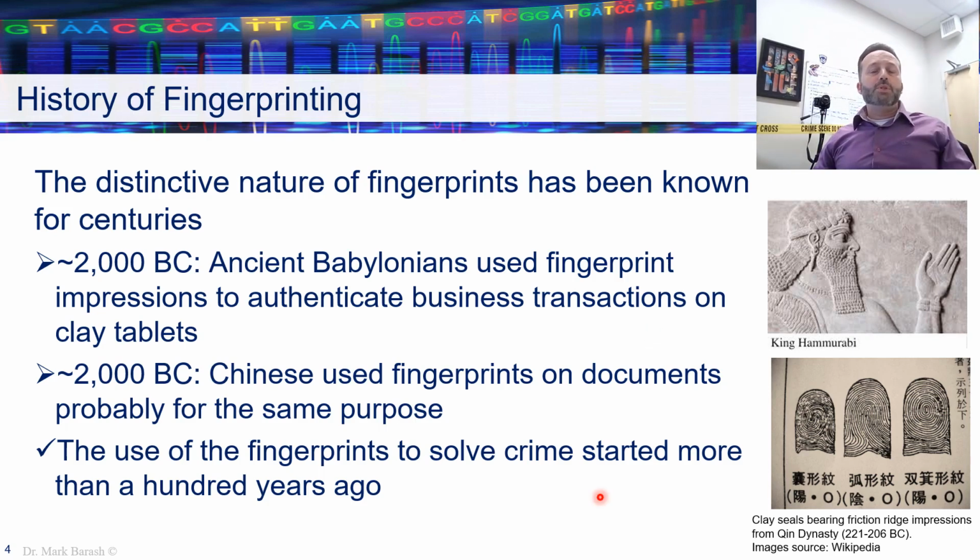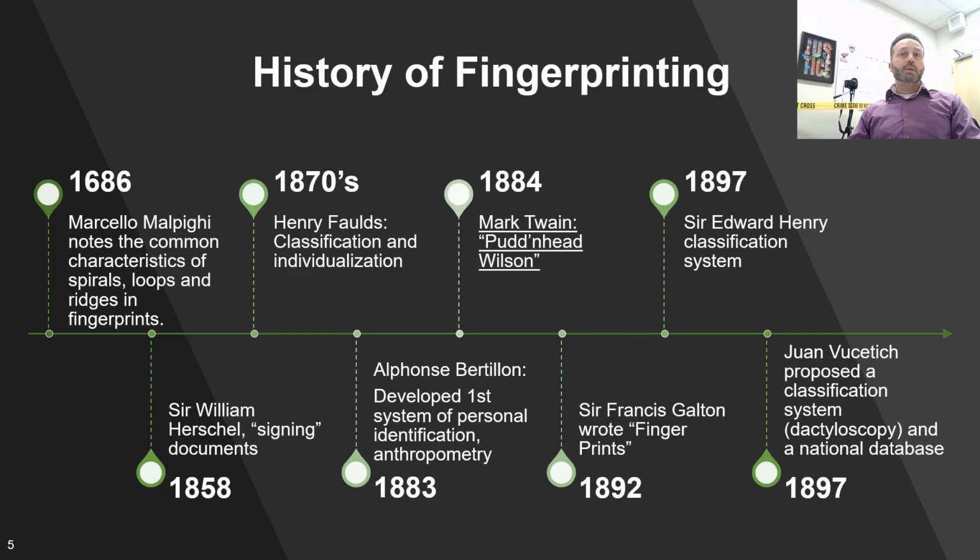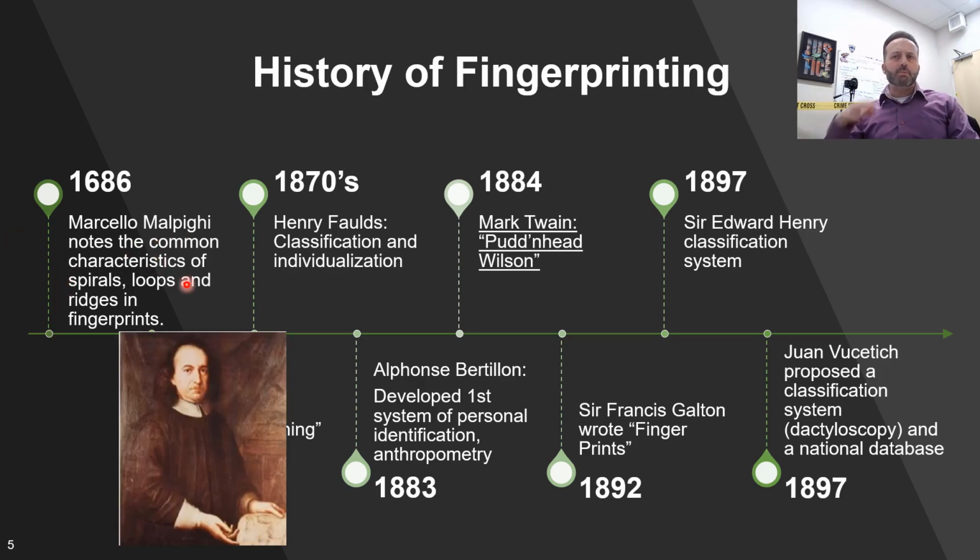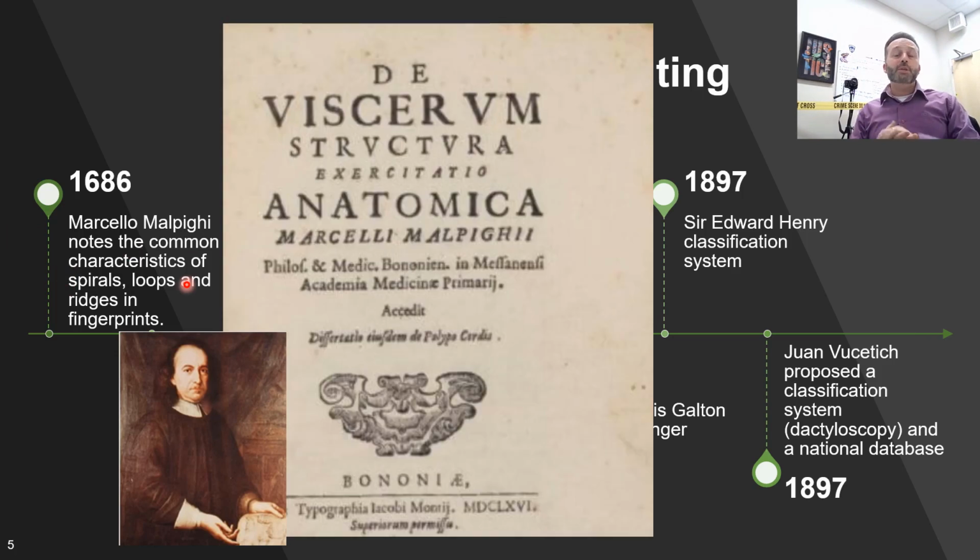However, the modern use of the fingerprints to solve crime started some 150 years ago. So here are the main milestones in the modern history of fingerprints and their way towards becoming one of the indispensable forensic tools. Now, we can probably say that the modern history of fingerprints starts in 1686, when Marcello Malpighi, who was a professor of anatomy at the University of Bologna in Italy, notes the common characteristics of spirals, loops, and ridges in fingerprints using the newly invented microscope for his studies.